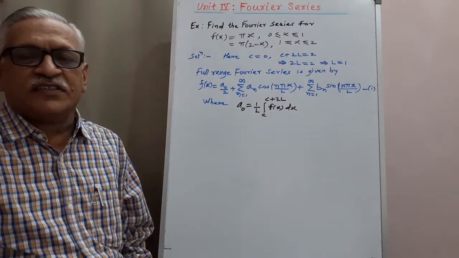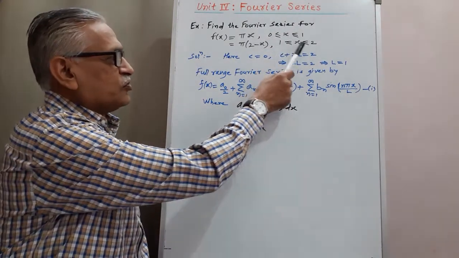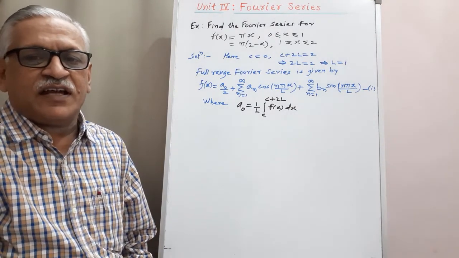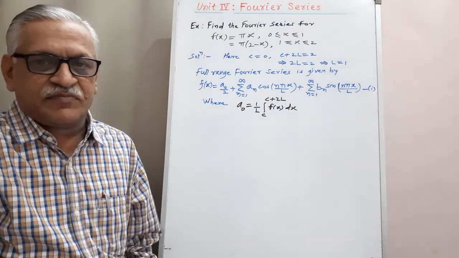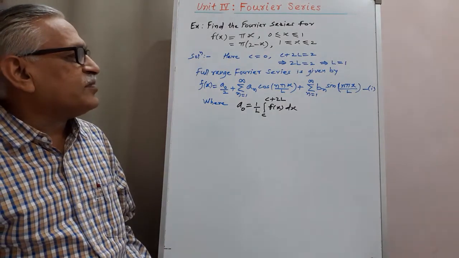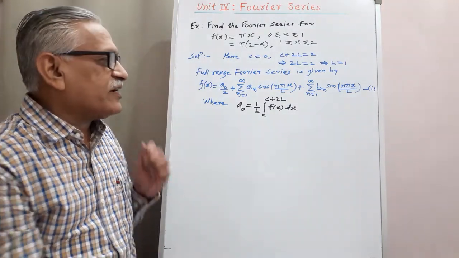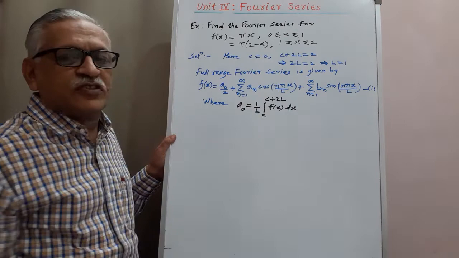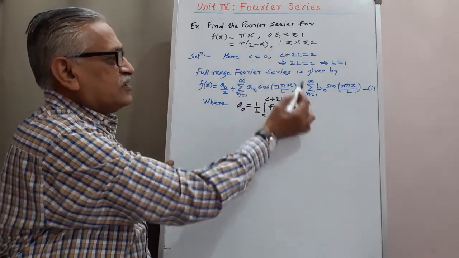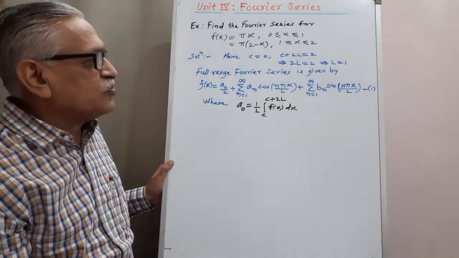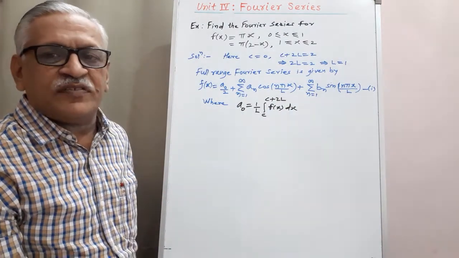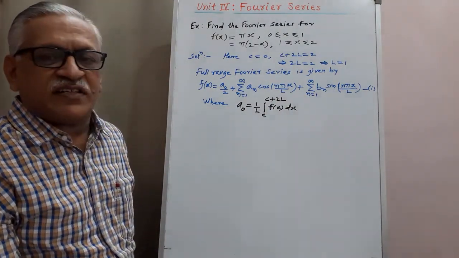Here, though the range is 0 to 2, it is not a half range problem, as that word does not appear there. Therefore, this becomes a problem for full range. The first step is to get the value of L, and for that, comparing that range with c to c plus 2L, here the lower limit c is 0, the upper limit c plus 2L is 2. Substituting c equals 0, we get 2L equals 2, which means L equals 1.